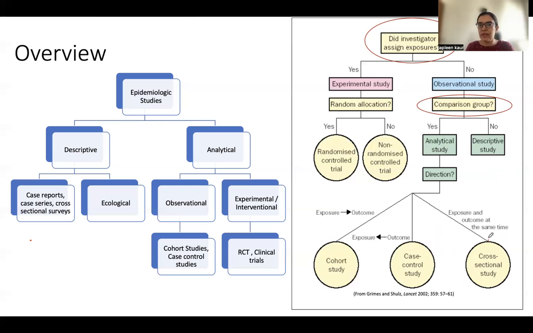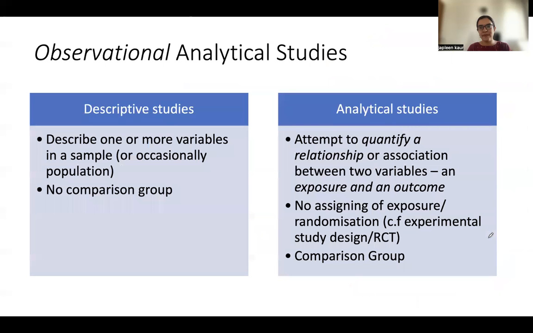And you must remember, if we see these two flowcharts, the experimental studies are always analytical, because whether the investigator has assigned exposure, there will always be a comparison group when we randomize into at least two groups. So we are always trying to make some associations or comparisons in an experimental study. So they are all analytical by way of their design.